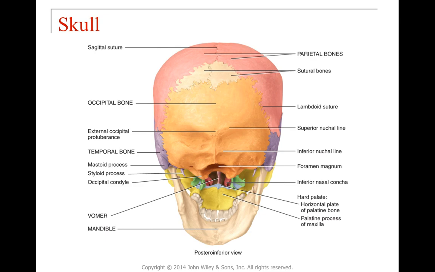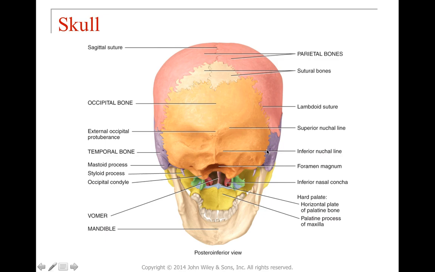All right, so if we're looking at the posterior inferior view of the skull, this is basically going to be showing you the back of your head. So here's the sagittal suture, which is going to connect the two parietal bones. The parietal bones are connected to the occipital bone. As I mentioned previously, we have sutural bones here, which are going to fill in any regions that haven't quite closed properly by the sutures. And then this suture here is the lambdoid suture, which is going to connect the parietal bones to the occipital bone. Right? We have the temporal bone here. The temporal bone is going to be connected also to the occipital bone by that lambdoid suture.